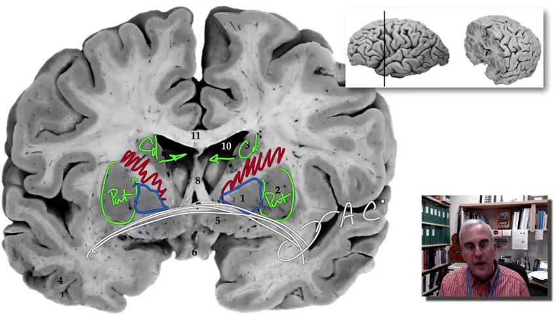So the anterior commissure is a helpful landmark because it helps us recognize where we would expect to find the globus pallidus. The globus pallidus sits in a bit of a triangular region between the putamen, the internal capsule, and the anterior commissure.